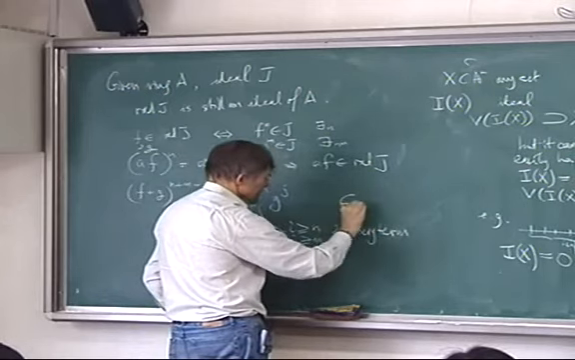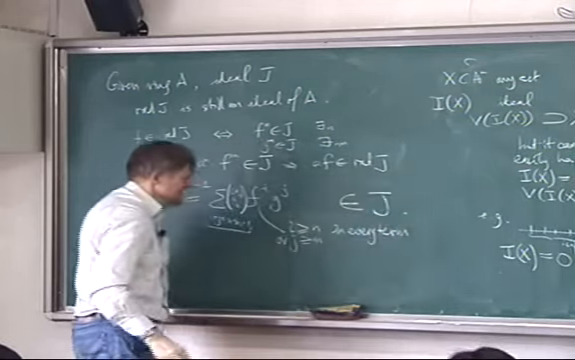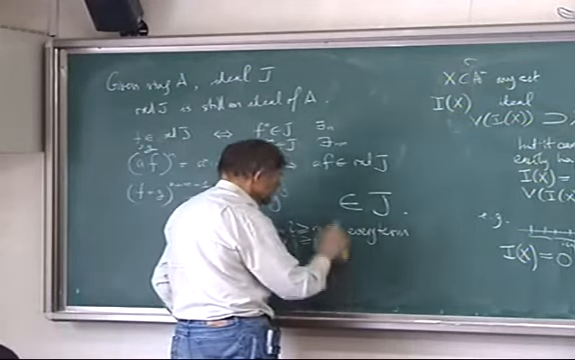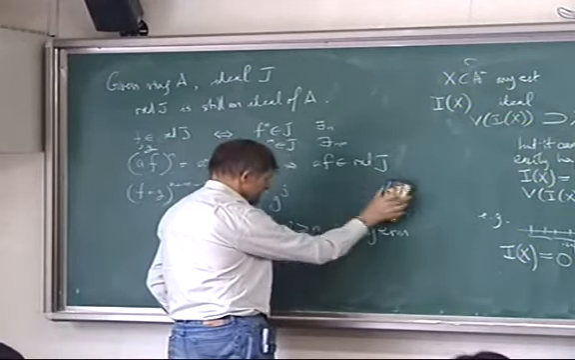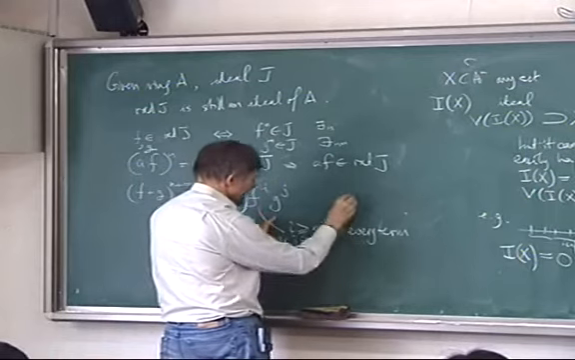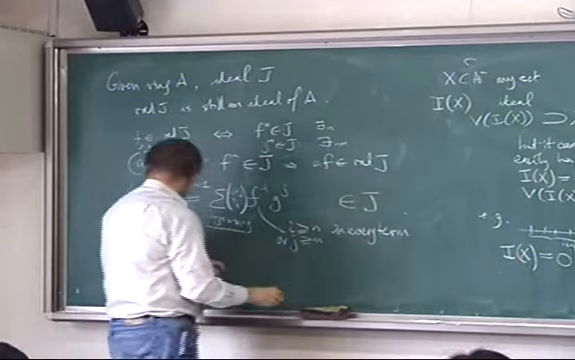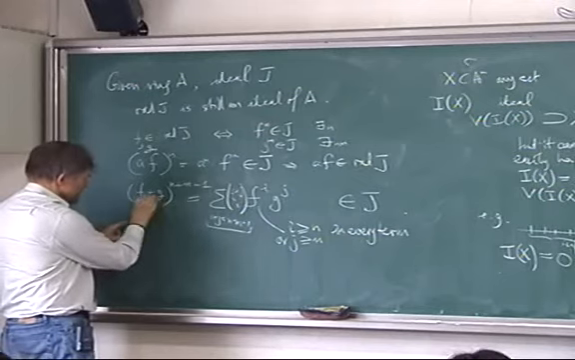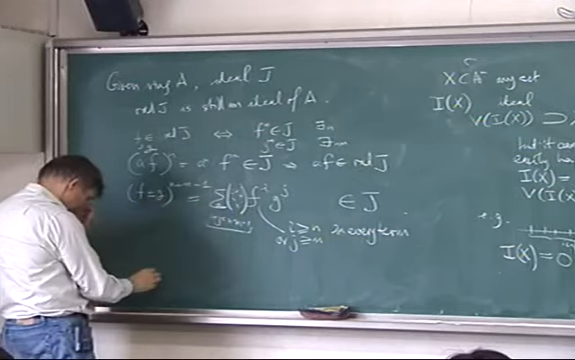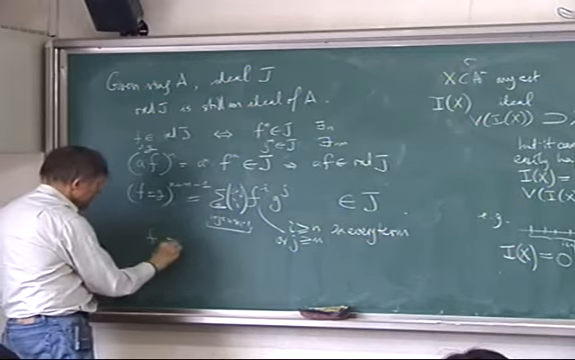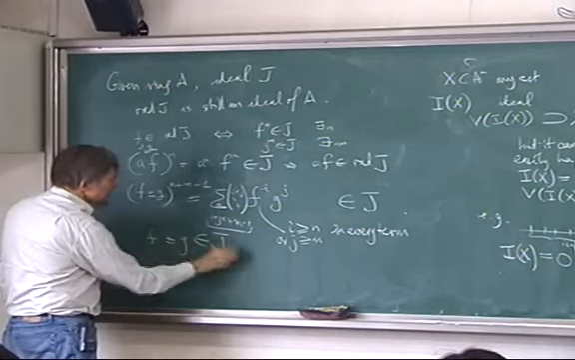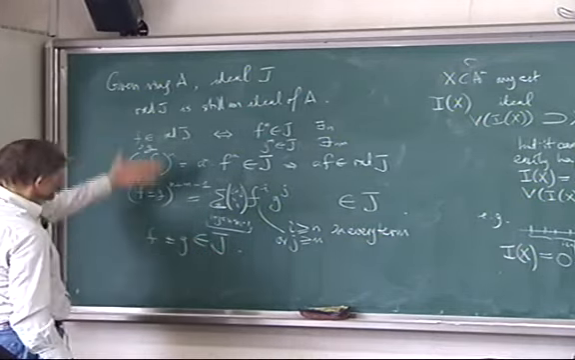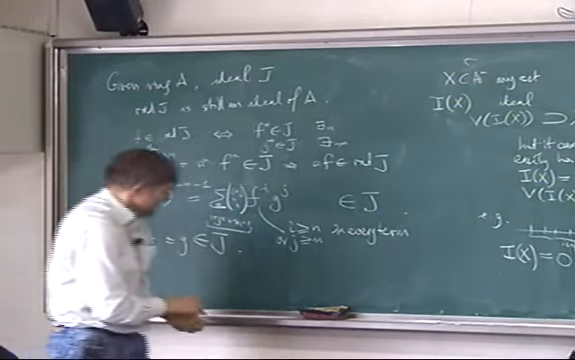Right, and therefore this thing on the right is in the radical of J. Sorry, this term here is in J. So f plus or minus g is in J. Okay, so the radical of J is an ideal.